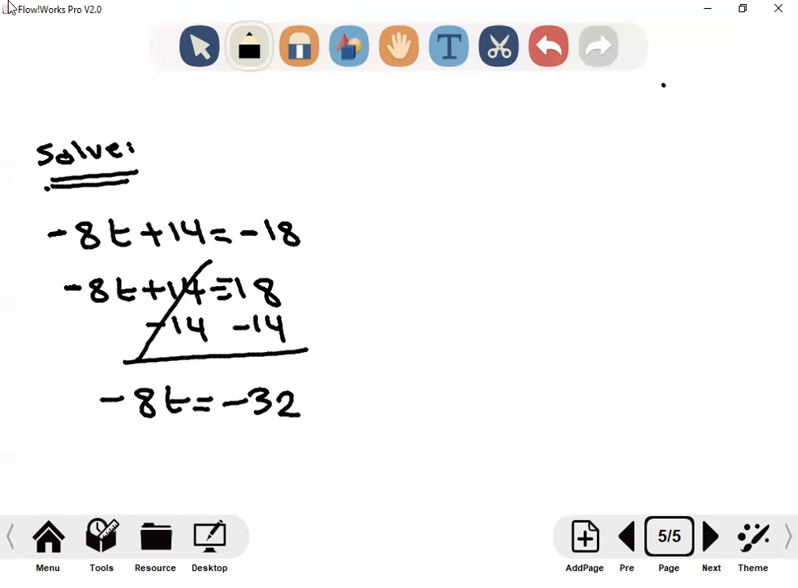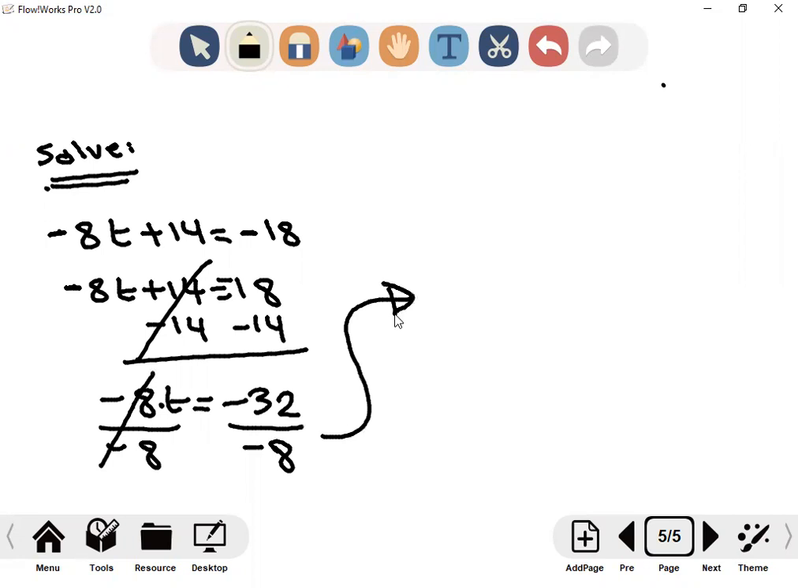Divide both sides. What do we have between negative 8 and t here? Multiplication. So if we have multiplication, what do we do? We divide. Divide both sides by the connected number, which is negative 8, to cross out the negative 8s. So here, t equals what?